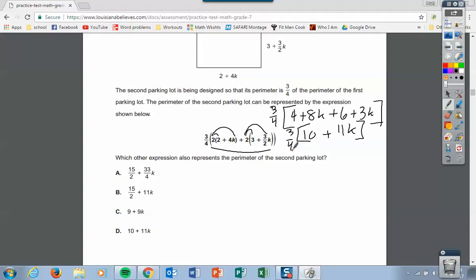Well, now we're still not quite there yet. So now I can actually distribute this 3/4 in here. And so I've got 3/4 times 10 is 30/4. For the other one, 3/4 times 11k is 33/4k. And we come over to this board here. They still don't have this yet, but if I reduce this down, I get 15 halves plus 33/4k, which gives me the expression of A, and I'm moving onward.